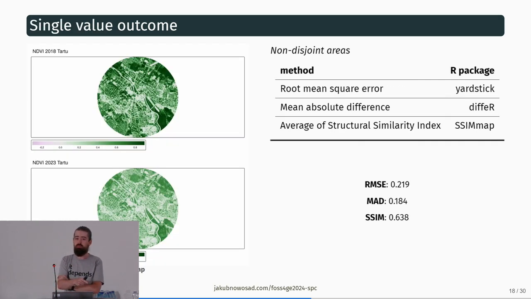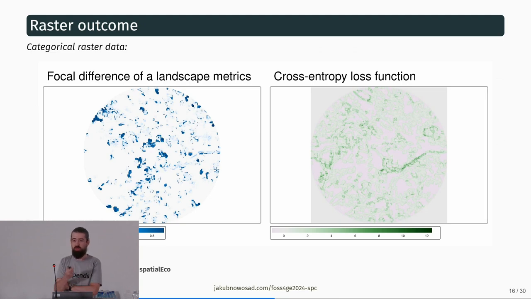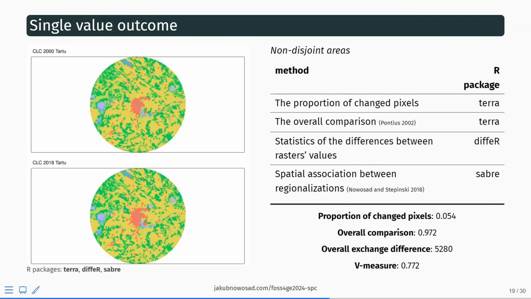Single value outcome. And I don't know if you noticed, but for the raster outcome, we only looked at the same area in 2018, or in 2018 and 2023, because this is probably the only way we can get a map as the result. But if you want to compare different areas, we cannot compare pixel by pixel or moving window to moving window. We need to do something different. So this is where we can use single value outcomes.